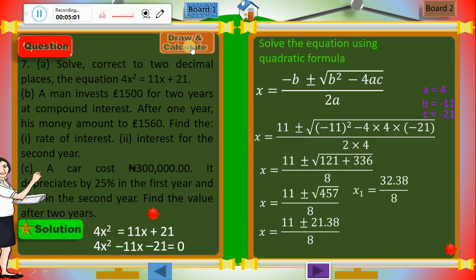Then x1 is equal to 32.38 over 8, giving us x equal to 4.0472. To 2 decimal places, 4.05. Then x2 is equal to 10.38 divided by 8, giving us 1.2972. To 2 decimal places is 1.30. Then we go to the second question.